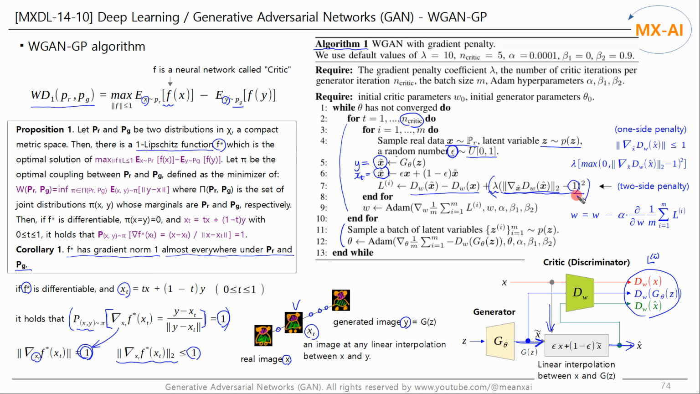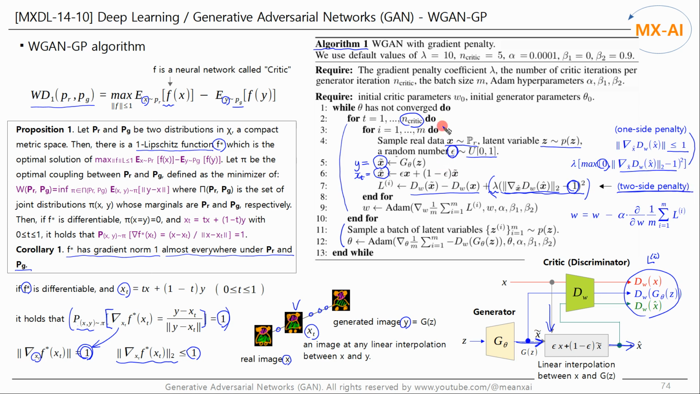The authors of the paper encourage the norm of the gradient to go towards 1, which is a two-sided penalty, instead of just staying below 1, which is a one-sided penalty. This would penalize gradients larger than 1, but not gradients smaller than 1. The authors say that the two-sided penalty version seems to perform slightly better.